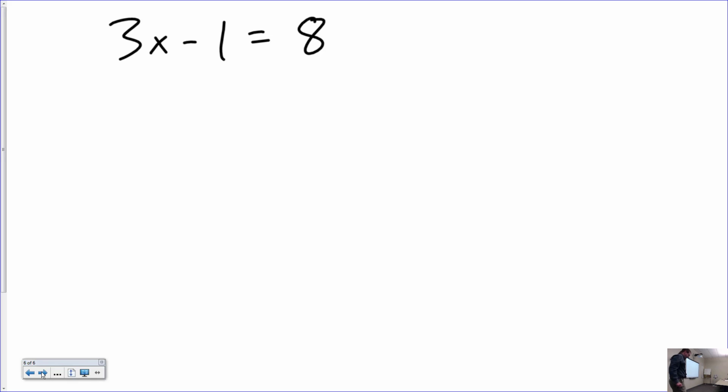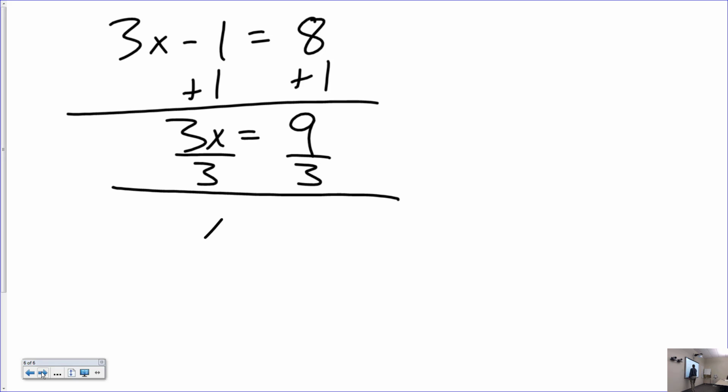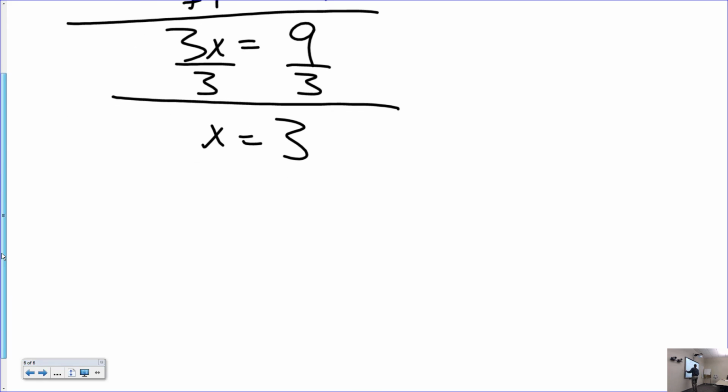So what do I need to do first here? Add 1 to both sides. X equals 9. Divide by 3 on both sides. X is 3. Does it make sense? 3 times 3 is 9, and 9 minus 1 gets me to the 8. I feel fairly confident. Okay? Now, please be careful when working with these.